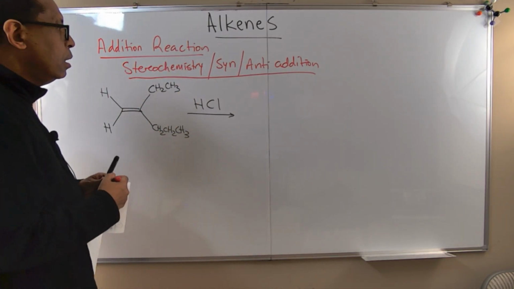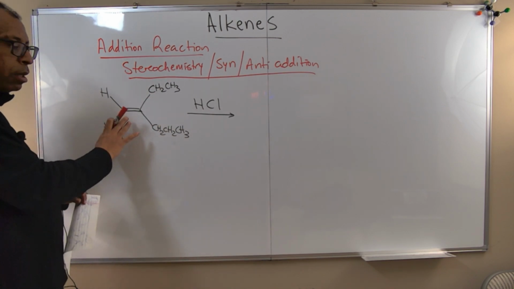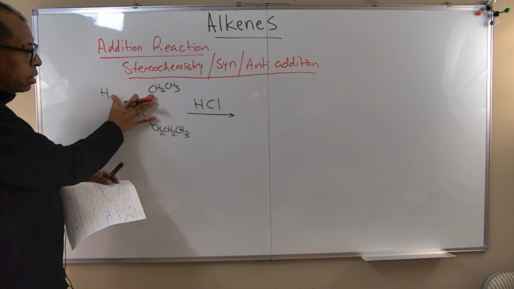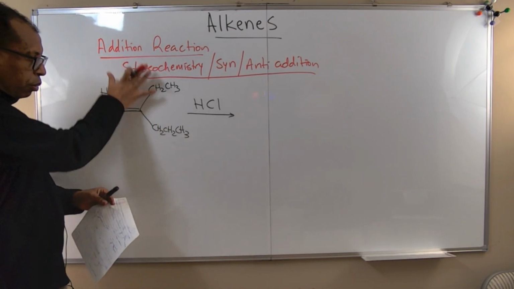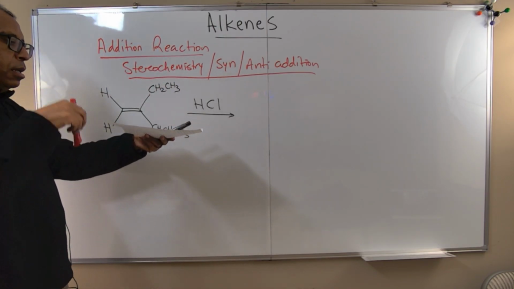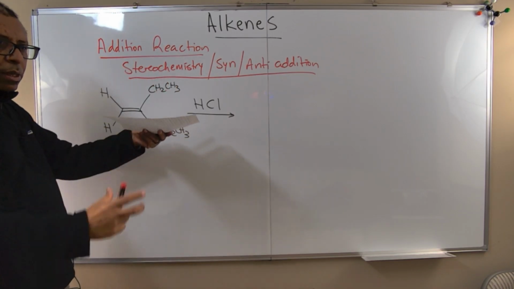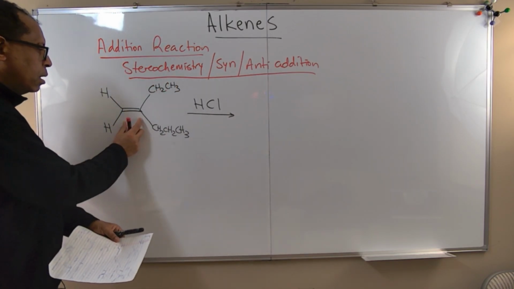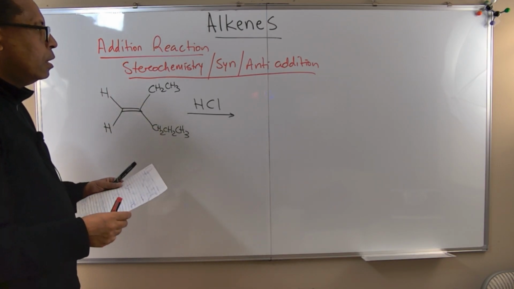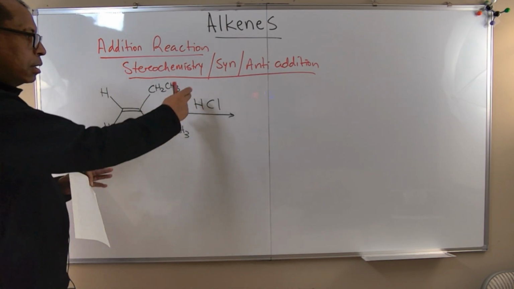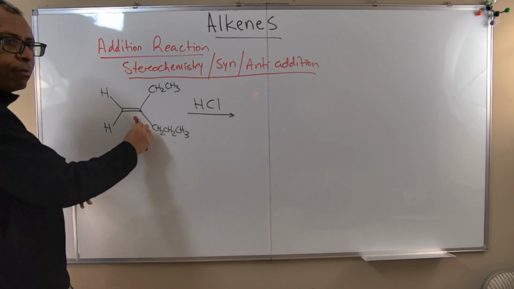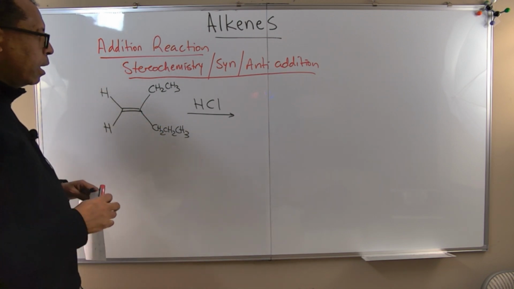As you see, this is an sp²-hybridized carbon-carbon bond, so basically this group is flat on the board. Both H and Cl can come from the same face. They can come either from here or here, but in any case they would come from the same face. But it could also happen that since this bond is broken, H can come from top and Cl can come from bottom. That is called anti-addition.